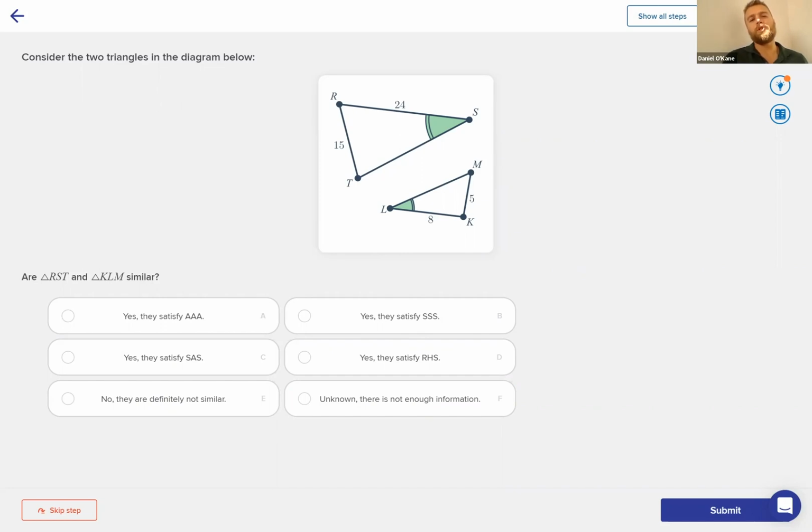So this one is tricky, because I have the two side lengths, 15 and 24. 5 times 3 makes 15 and 8 times 3 makes 24. But for side angle side, I actually need the included angle, and I don't have that angle in either case. So without knowing what this angle is here, or here, I can't find that missing angle. So actually, it's not known.